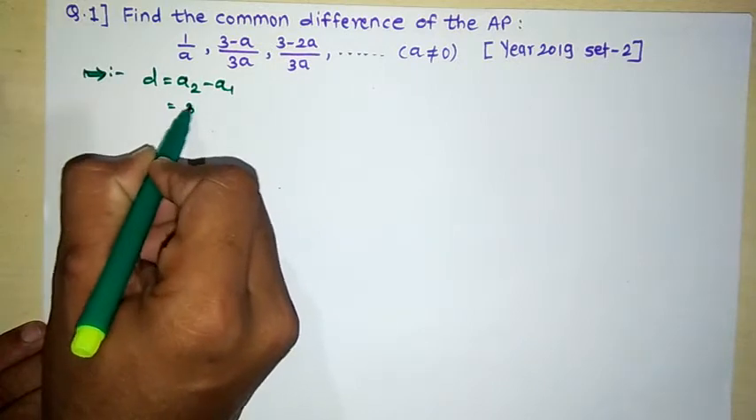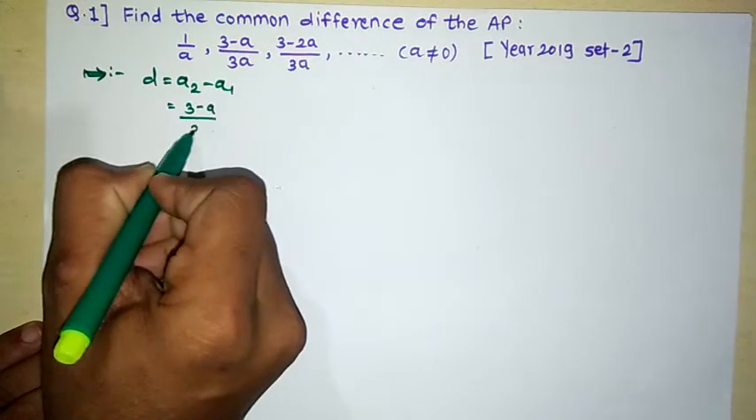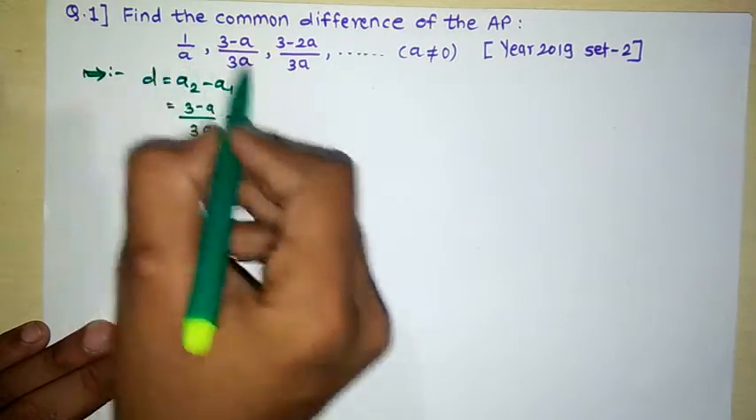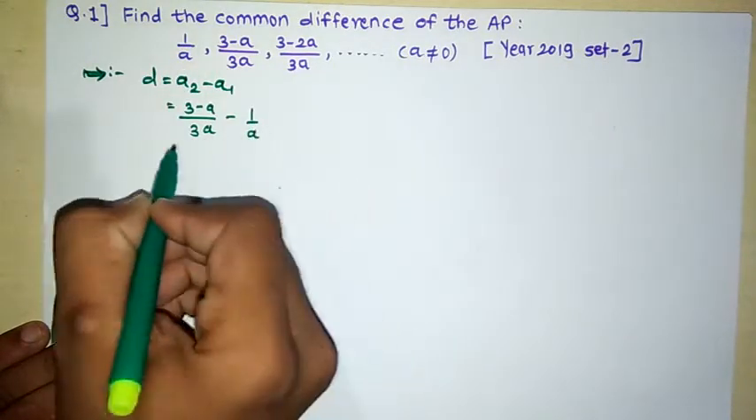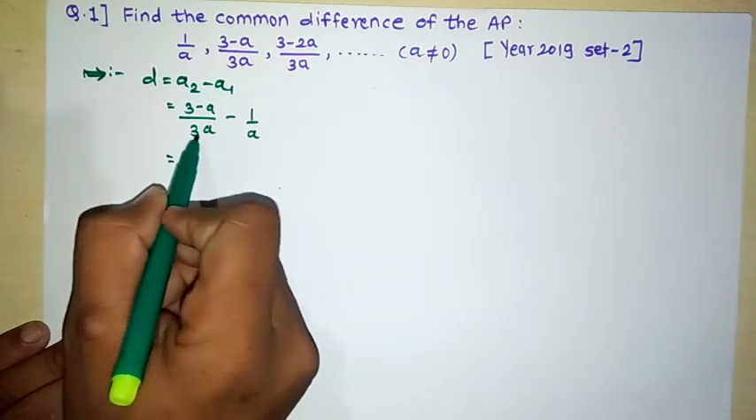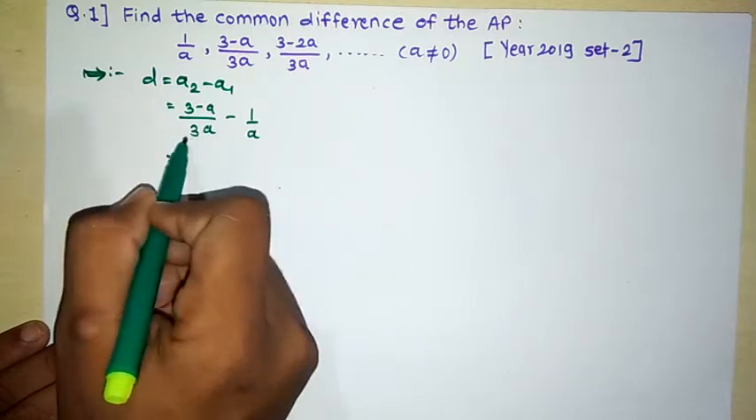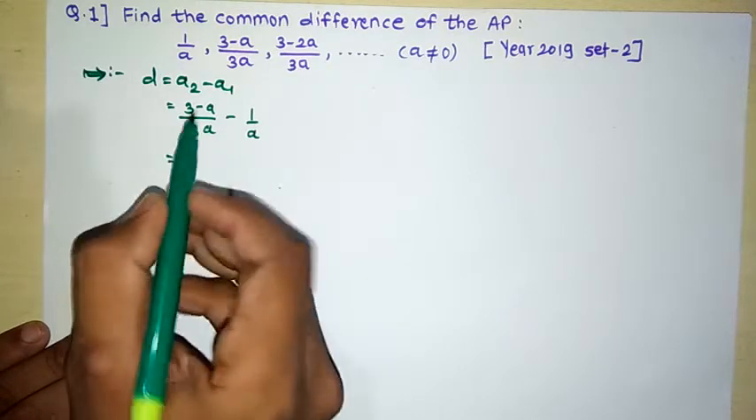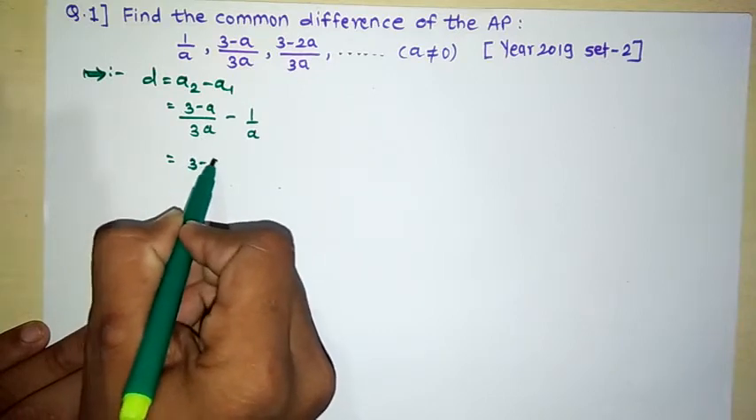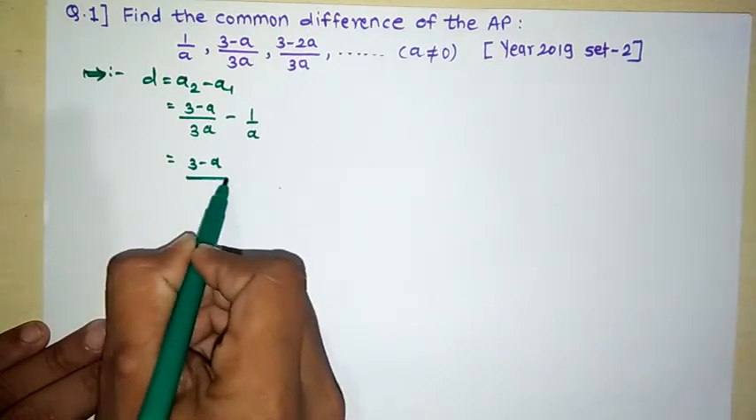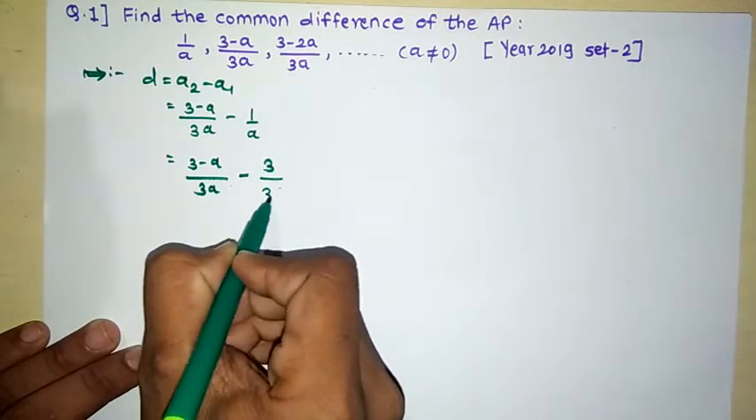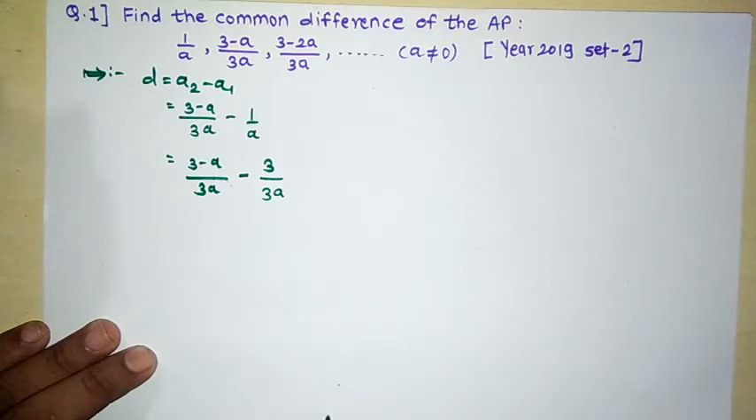Put here (3 minus A) divided by 3A, which is a2, minus a1. What is a1 here? a1 is 1 by A. Put here 1 by A, which is equal to, see here, now the denominators of both the terms are 3A and A, and what is the LCM here? LCM is 3A. Now we have to take the LCM of both the denominators. (3 minus A) divided by 3A as it is, and here 3 divided by 3A will come.